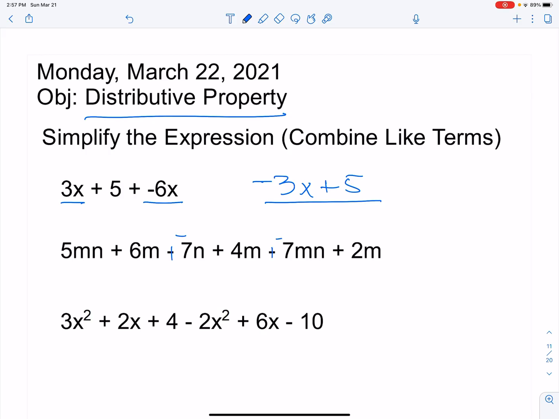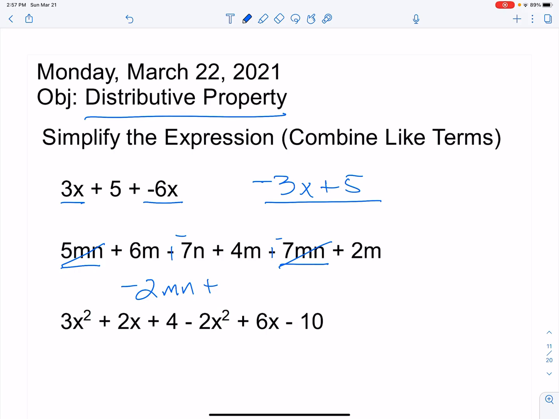So the first thing that I do is I look at what pieces could go together. So if I look at this first one here, I've got a 5mn. So I look down the whole line and I see, are there any other mn's? Yes, there are. There's some right here. Okay, so I can put those together. So I've got 5mn and negative 7mn. So that would give me a negative 2mn. Okay, plus, because I like everything to be in addition. So now those two pieces are gone.